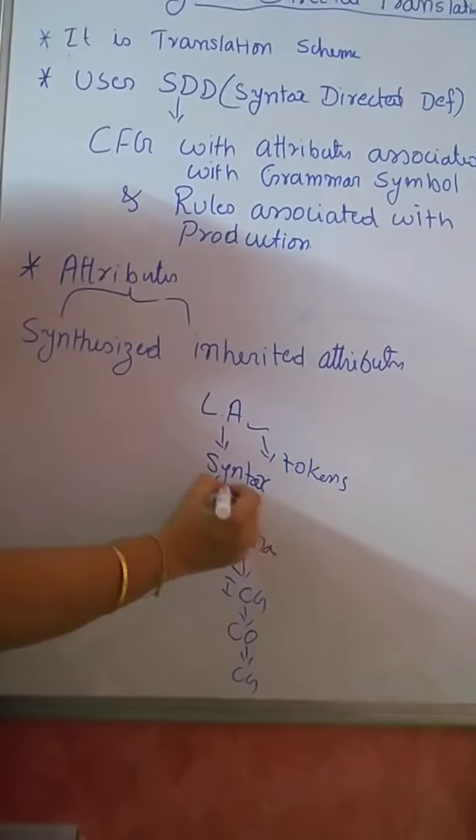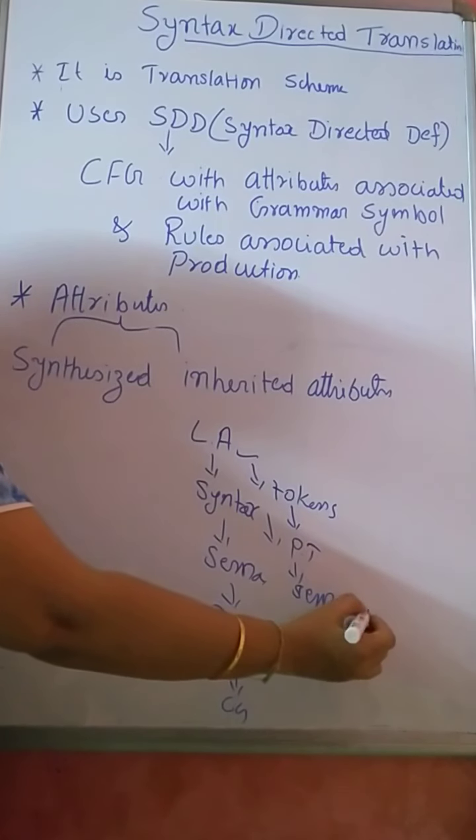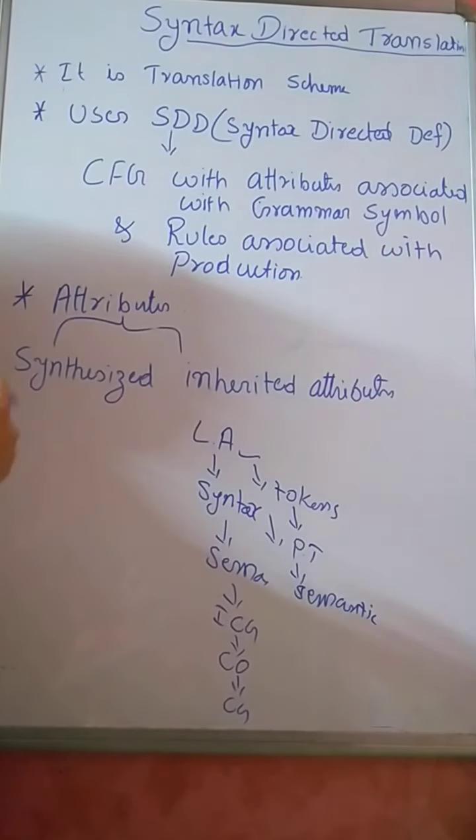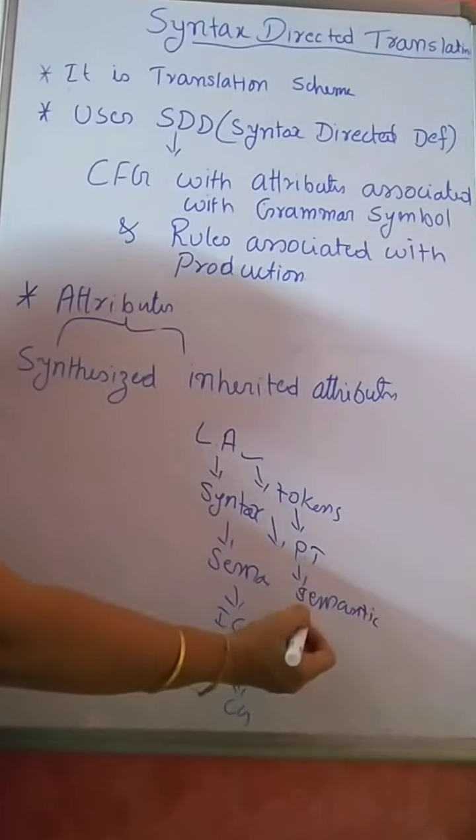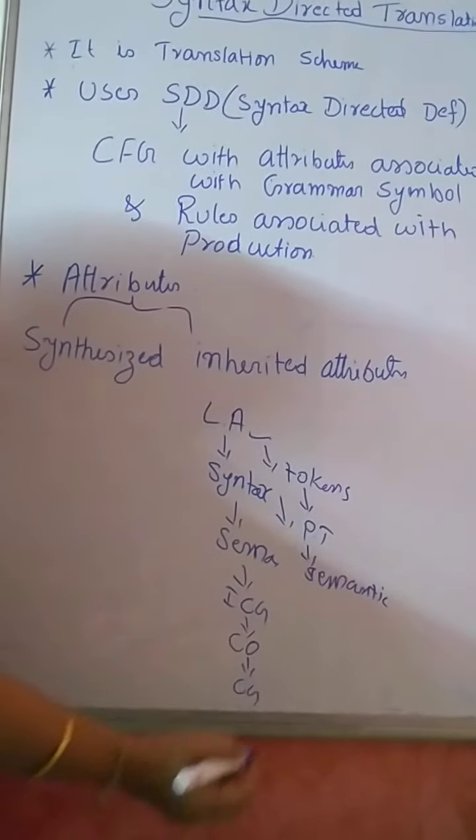What is the function of the syntax analysis phase? It will take the sequence of tokens and construct the parse tree. What will semantic analysis do? It will take this parse tree and check for semantic errors, like a missing number of arguments when calling a function, or a type mismatch when performing an arithmetic operation. So semantic errors will be checked by the semantic analysis phase.